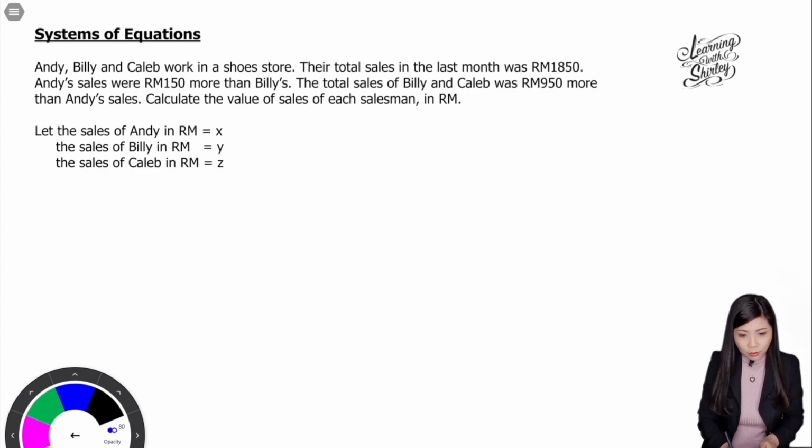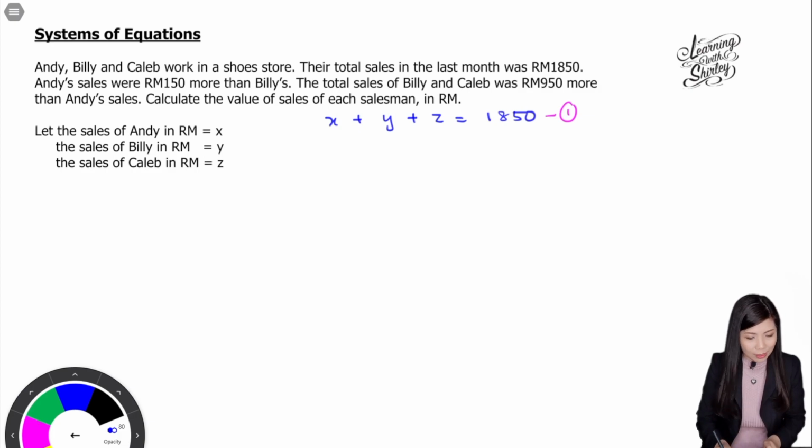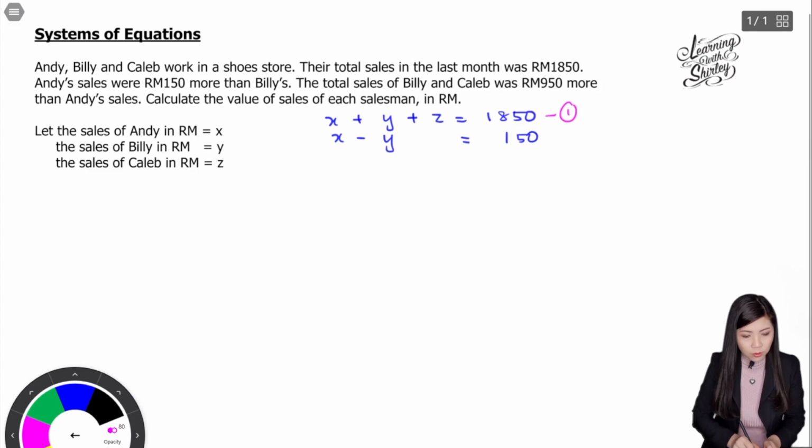Okay, so let's look at this question again. Their total sales in the last month was 1,850. So, which means that X plus Y plus Z equals 1850. I'm going to take this as equation 1. Next, we continue reading. Andy's sales were 150 more than Billy's. Which means that X minus Y equals 150. So this will be equation number 2.